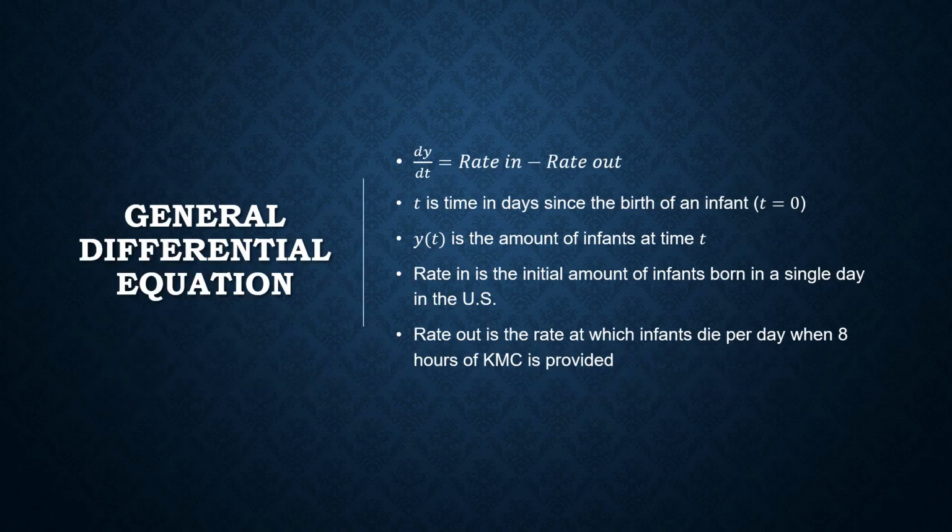So to begin our modeling process, we decided to start with a general differential equation. One such general equation is rate in minus rate out, a classic differential equation, where t in our case is the time in days since the birth of an infant, where t equals 0. Y of t is the amount of infants at time t, and the rate in is the initial amount of infants born in a single day in the US, and the rate out is the rate at which infants die per day when 8 hours of KMC is provided.